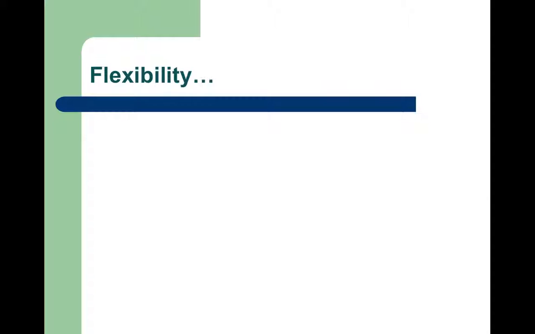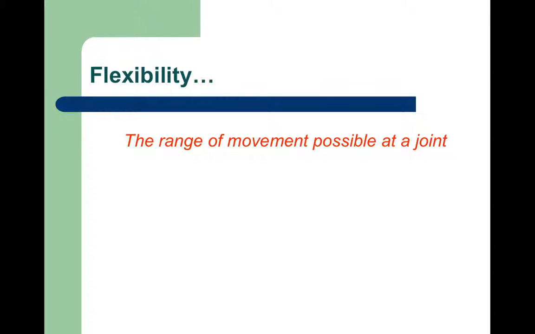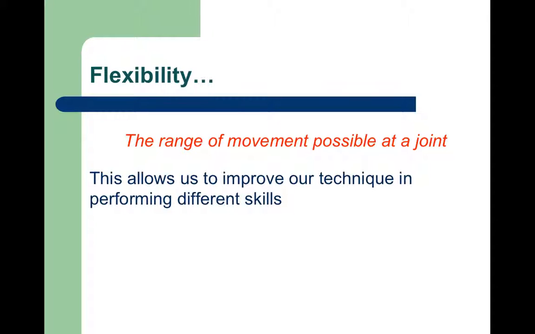Next fitness component then is flexibility, and this is defined as the range of movement possible at a joint. Basically, this allows us to improve our technique in performing different skills. So when we think about performing any particular skill, it relies on us being able to move our body. So if we're restricted in our ability to move our arms, to move our legs, our technique is going to suffer as a result.